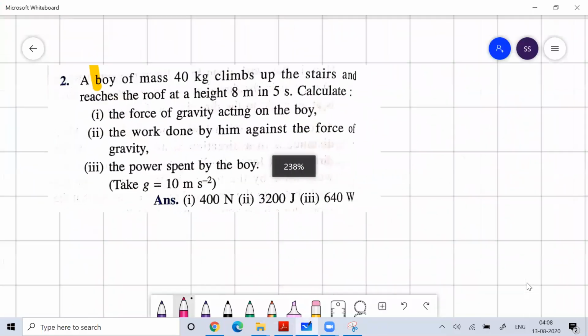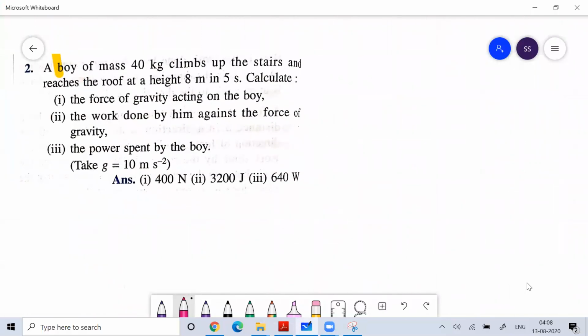So you can see this is the second problem. A body of mass 40 kg climbs up the stairs and reaches the roof at a height of 8 meter in 5 seconds. Calculate the force of gravity acting on the body. Whenever you say the force of gravity, that is m into g. Here the mass is 40 kg and g is not given, so take g as 10. So this would be 400 Newton.